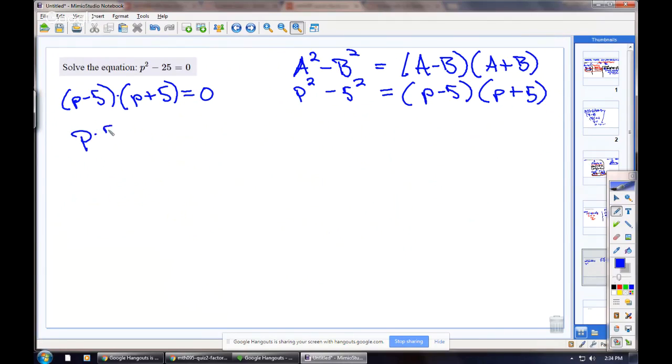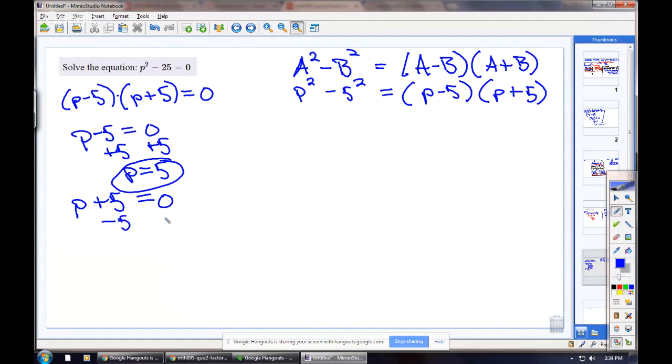So P minus 5 could equal 0. Adding 5 to both sides, we get P equals 5 as one possible answer. The other possibility is P plus 5 equals 0. Subtracting 5 from each side, we get P equals -5 as another possible answer.